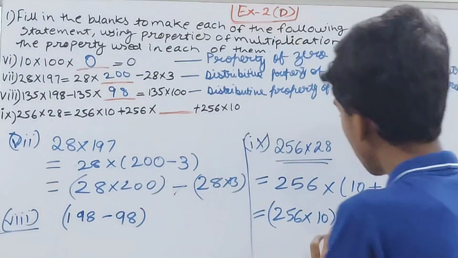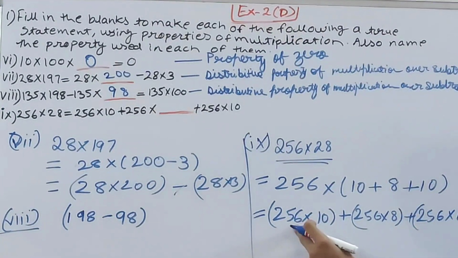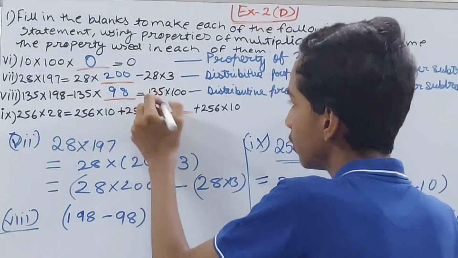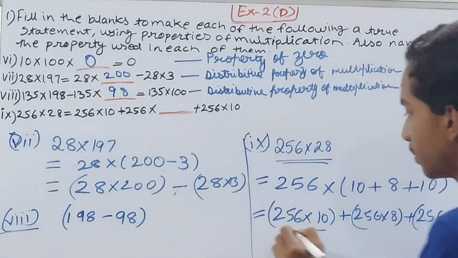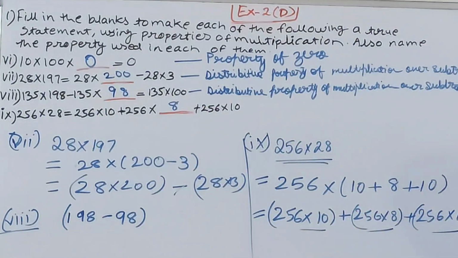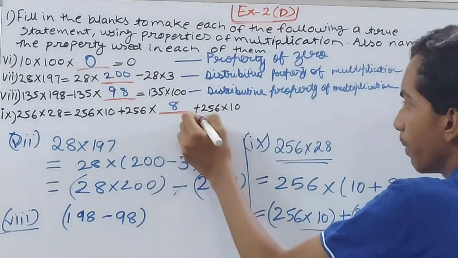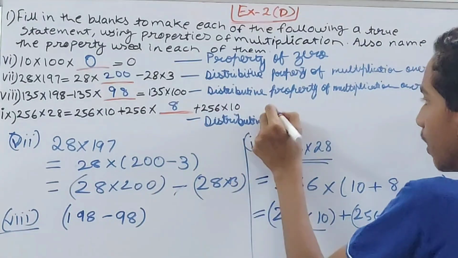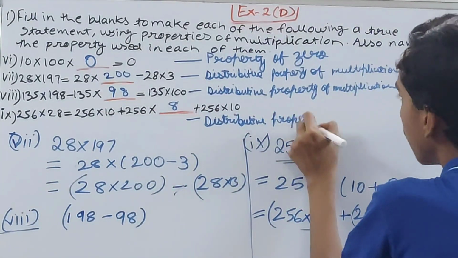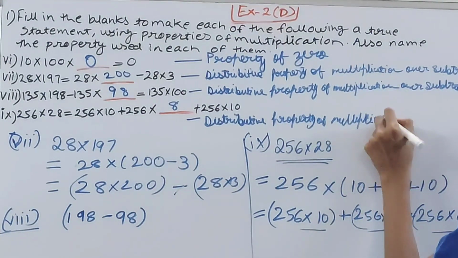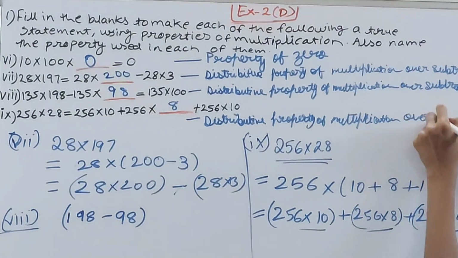Value also has not changed, another calculation has become easier. This will become 2560, this will become something, and this will become 2560 as well. You will add that and you will get the answer easily instead of multiplying this entire one. So you have 256 into 10, the first bracket, 256 into 8 will come here, okay, and 256 into 10 was already there. And you can write down what property has been used: the distributive property of multiplication over addition, right? This is the property that has been used.